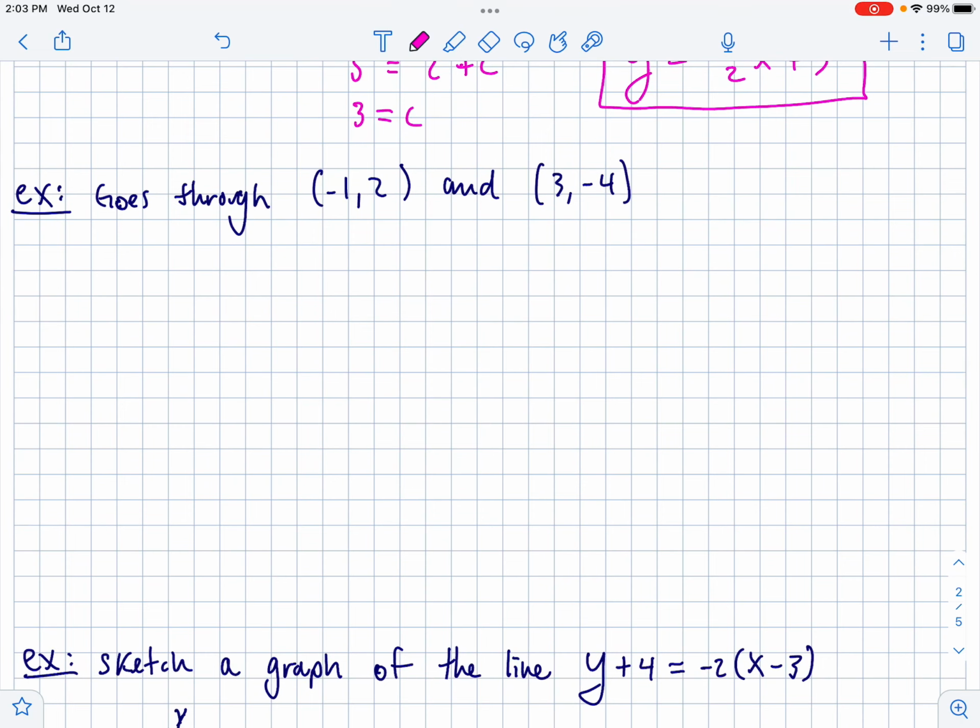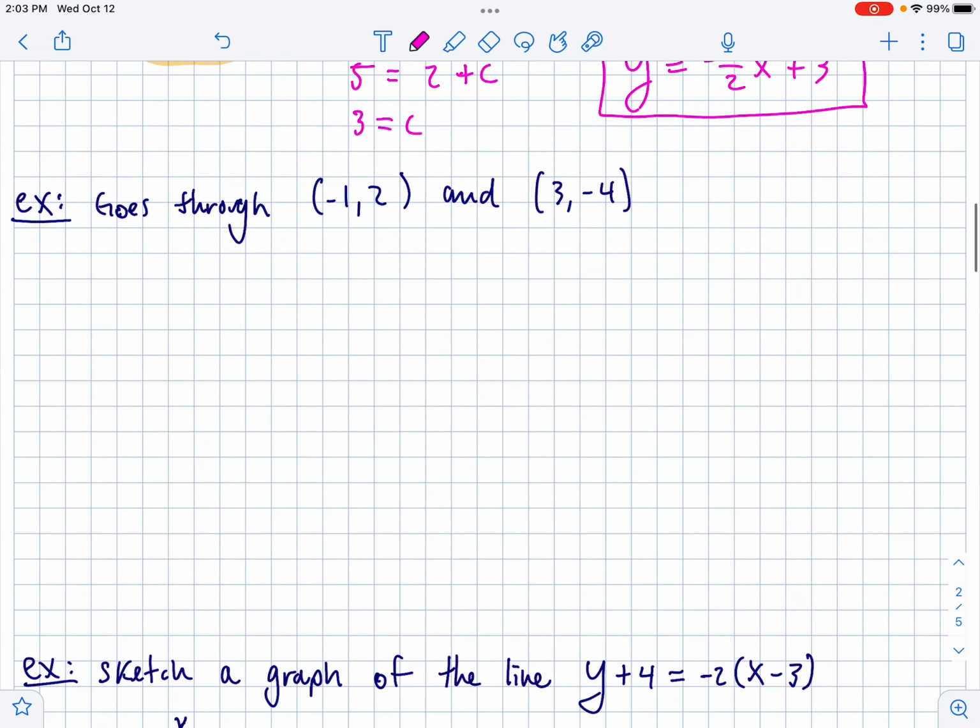The next one says that it goes through negative 1, 2 and 3, negative 4. This is similar to the last one, except we don't know what the slope is. So first, we're going to start with the slope equation, which is y2 minus y1 over x2 minus x1. So on top, we get negative 6. On the bottom, 3 minus negative 1 is 3 plus 1, which is 4. So we get, reduced fraction, negative 3/2.